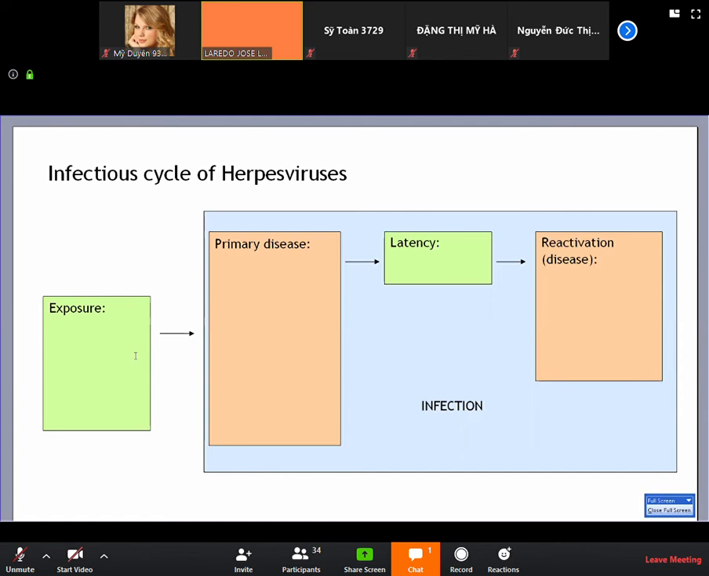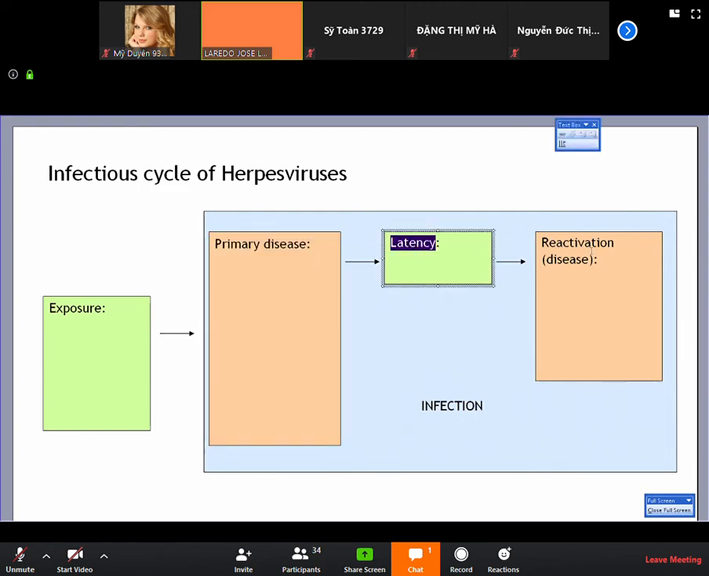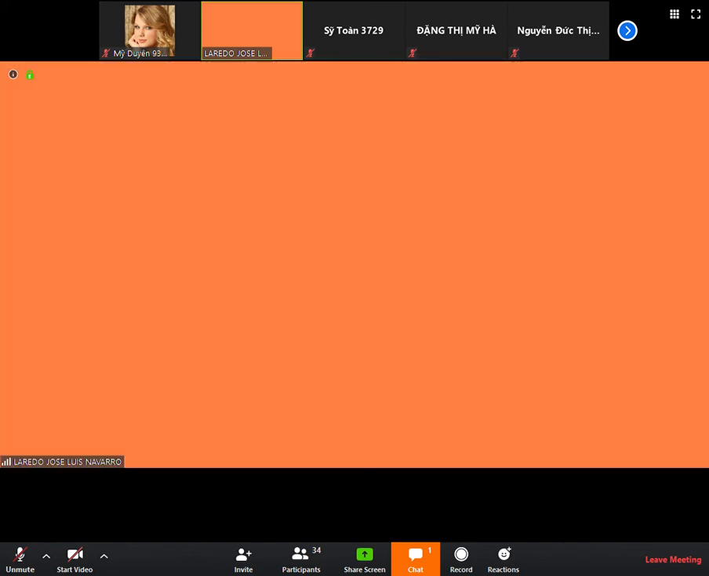From exposure to infection, because everything is infection, and disease. Remember, primary disease, latency, and reactivation disease. We are going to try to follow this picture, okay? And we are going to try to follow the table that you have. Wait a moment, because I have to open the table.